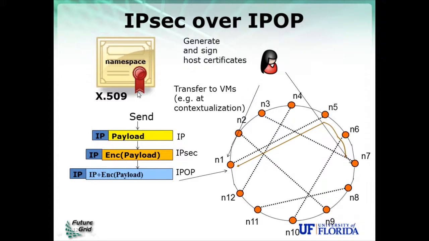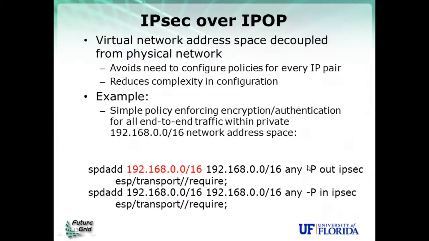From the perspective of applications, again, they see IP. They do not have to worry about the configuration of security. So if an application sends a message, let's say N1 sends a message to N7, this is encapsulated in IPsec, so the payload is encrypted if you select to use encryption in IPsec, and then the IPsec message is encapsulated into IPOP and sent over the overlay. And that is, again, decrypted and decapsulated at the other endpoint, N7, when it's received.